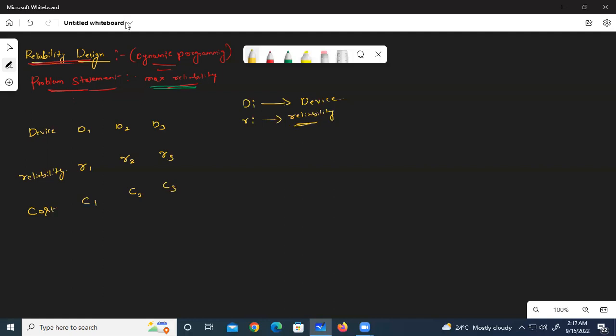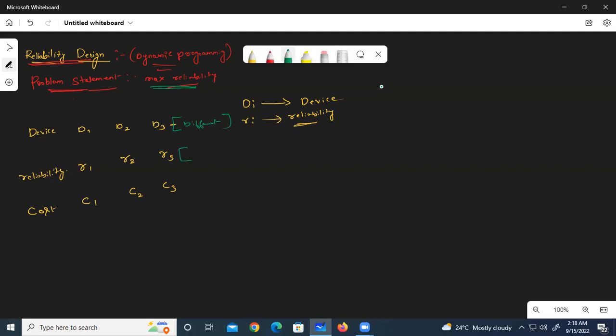R1 is nothing but reliability. That's it. Okay, now fine. I think you people got this. So how many devices are there? See here, everybody observe here. How many varieties of devices are there? Different kinds of devices are there.